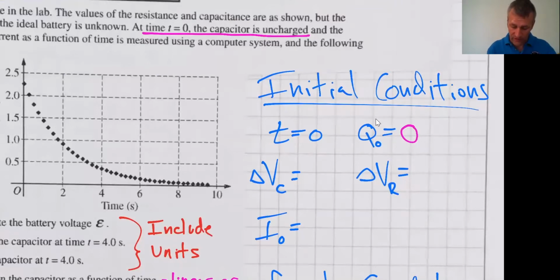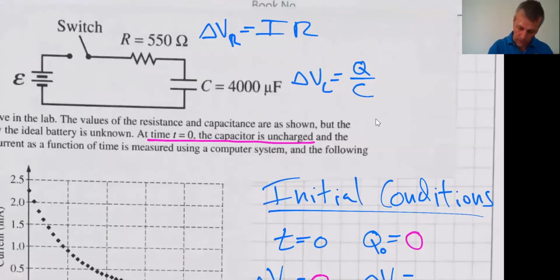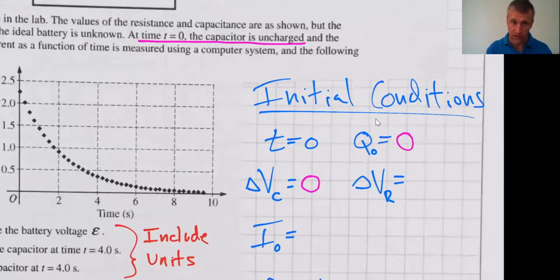And if the capacitor has 0 charge on it, it's going to have 0 voltage drop across it, right? We just said that up here, Q over C. So if Q is 0, voltage on the capacitor becomes 0. So it starts off uncharged. That means all of the voltage is across the resistor.